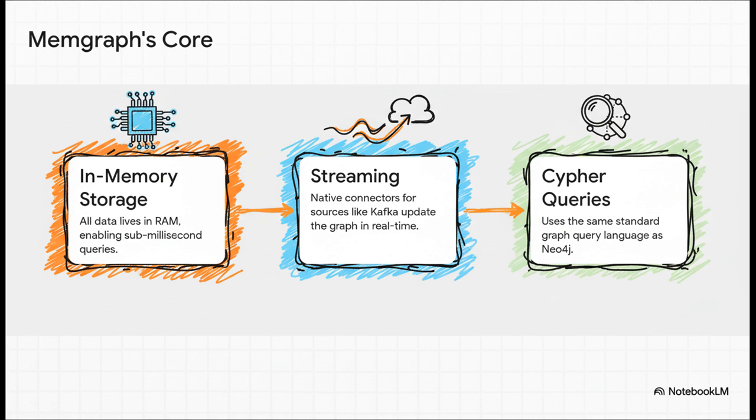Second, and this is so important, is its native streaming integration. It's built to connect directly to fire hoses of data like Kafka. This means your graph can change and evolve in real time as new information pours in. And finally, it uses Cypher.